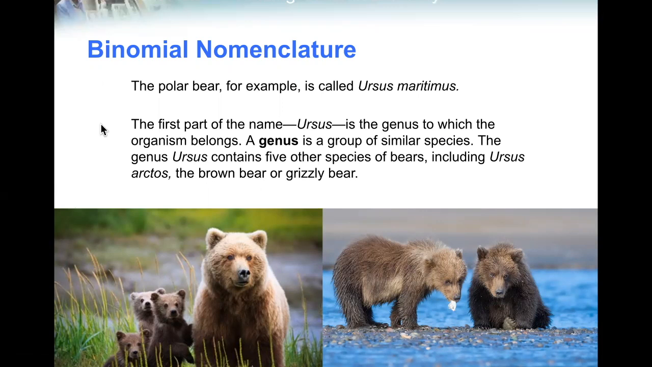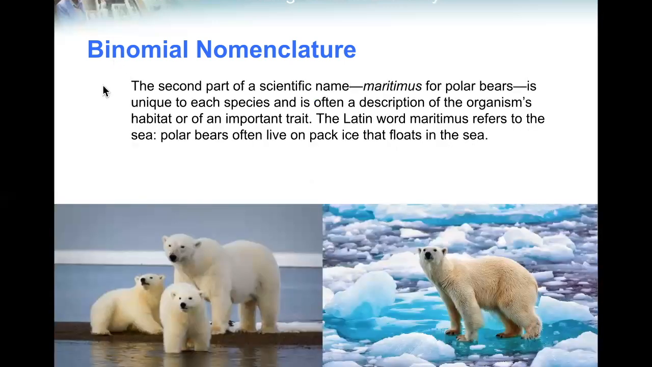The first part of the name, Ursus, is the genus to which the organism belongs. A genus is a group of similar species. The genus Ursus contains five other species of bears, including Ursus arctos, the brown bear, or grizzly bear. The second part of the scientific name, maritimus for polar bears, is unique to each species and is often a description of the organism's habitat or an important trait. The Latin word maritimus refers to the sea. Polar bears often live on pack ice that floats in the sea.